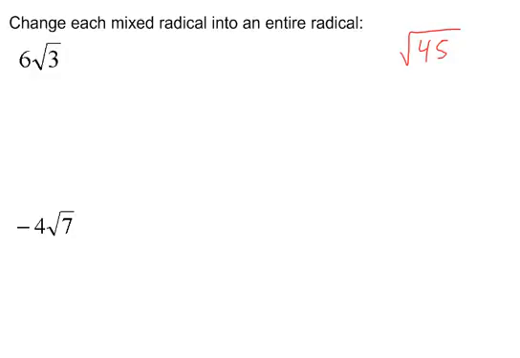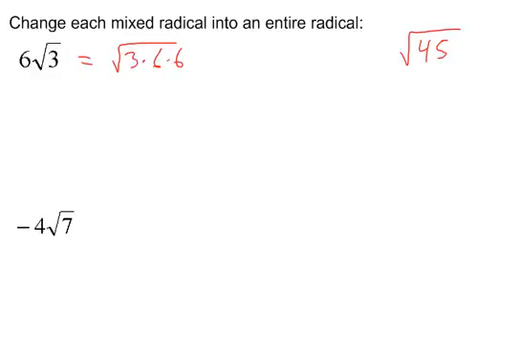So if you think about that, think back to this one first. 6 root 3. How would I convert that thing into an entire radical? If there's a coefficient of 6 out front, how would you change that into an entire radical? Good. So I'd multiply 6 by itself. So it'd be root 3 times 6 times 6.